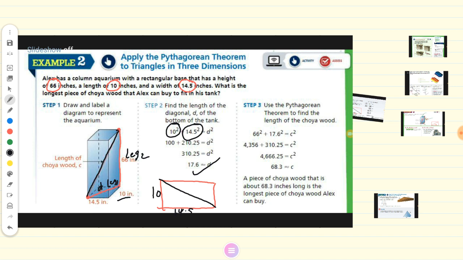From this, we will substitute in this triangle, which has its first leg 66, and its second leg is what we got now, 17.6. We will take power 2 and the sum of both of them to get C, which is the longest distance inside the cuboid. So by using the Pythagorean theorem, we will find it is 68.3. Okay? Next.